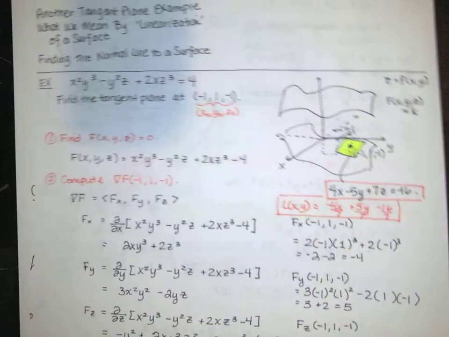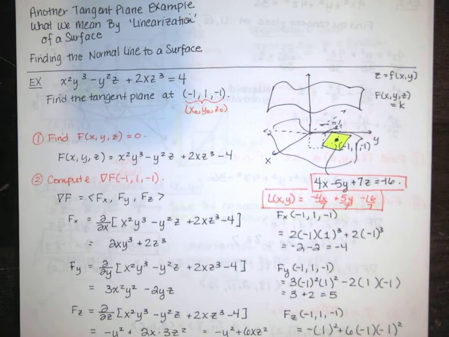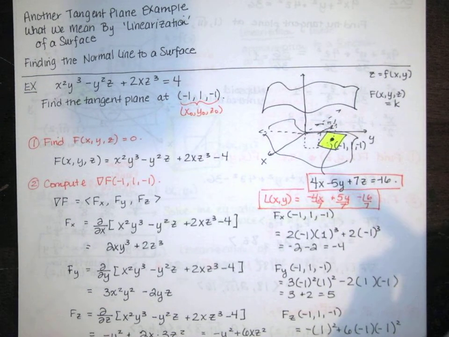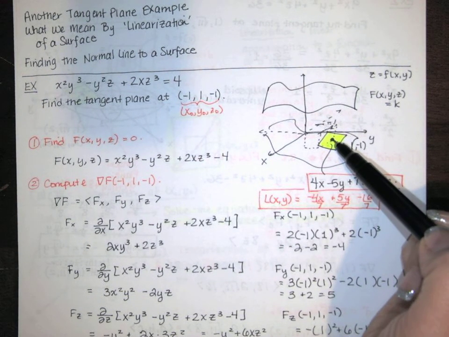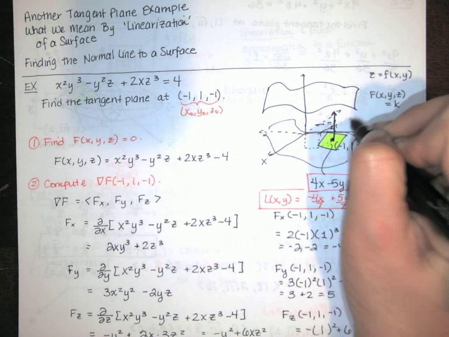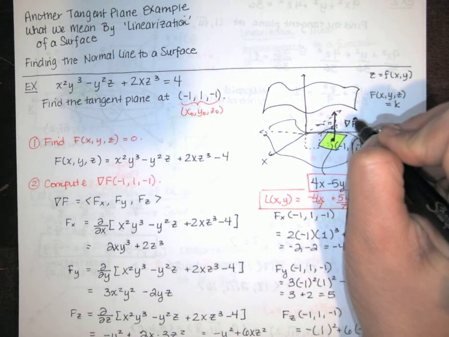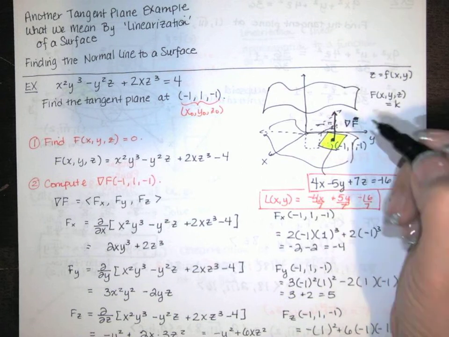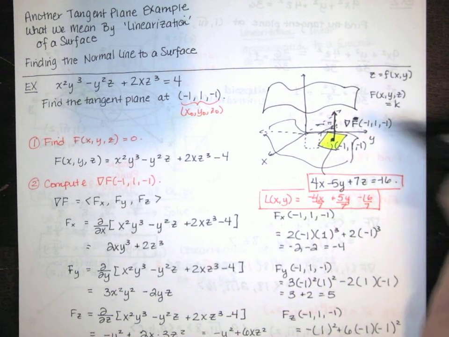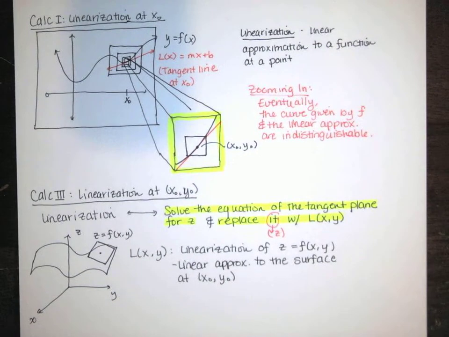Now, I promised you we'd do one more thing in this video. We're going to find the normal line to a surface as well. A normal line is actually very simple. It's just the equation of a line that is normal to the surface at a particular point. Well, if we already know the normal vector, this is the gradient of capital F evaluated at x naught, y naught, z naught. If you know the normal vector and you know a point on the surface, you just put those together to find the equation of the normal line. So let's write that down.